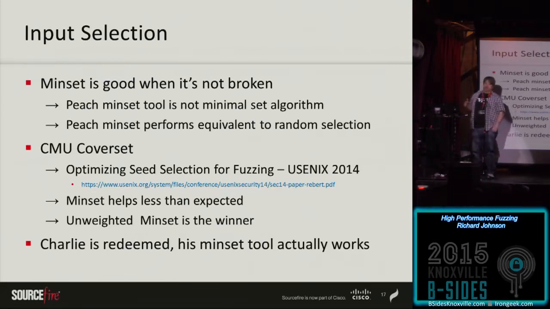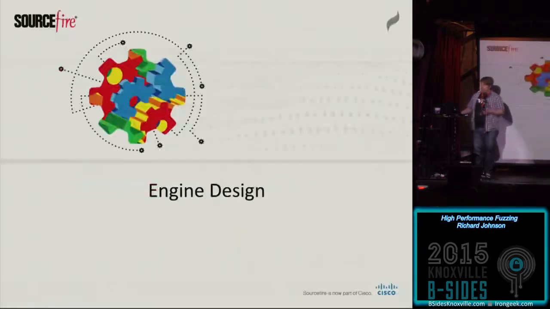The one thing that Charlie did do well, even though he had an intentionally naive approach to fuzzing, was he did have a proper working minset algorithm. So for his approach, at least, he wasn't trying to design the world's best fuzzer. He was trying to show that simple techniques do still work.